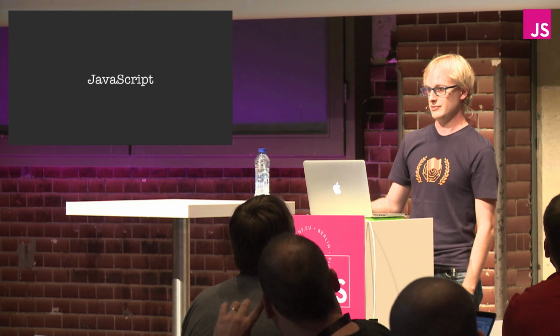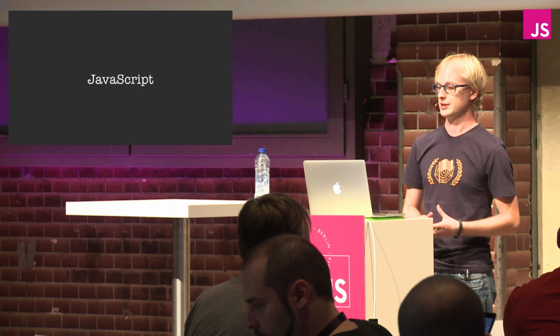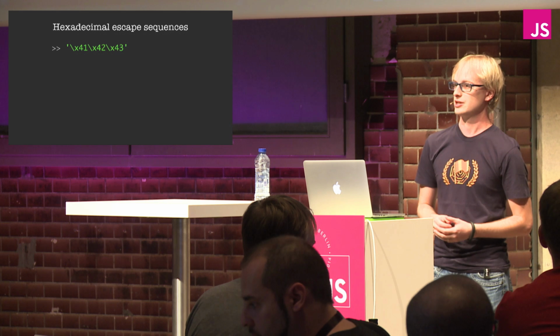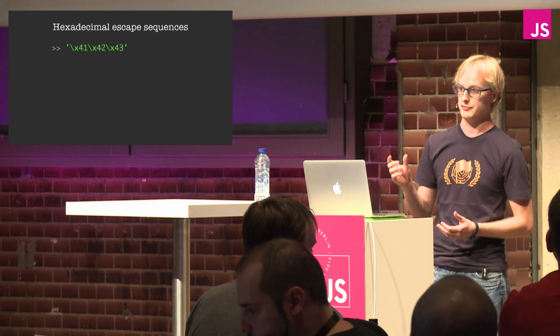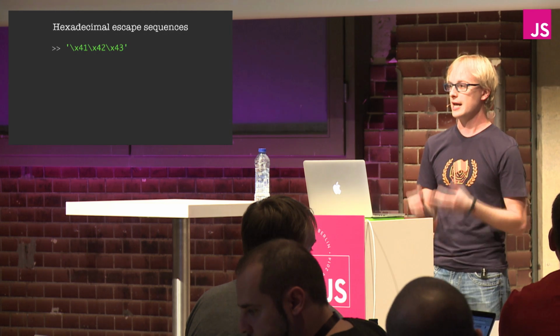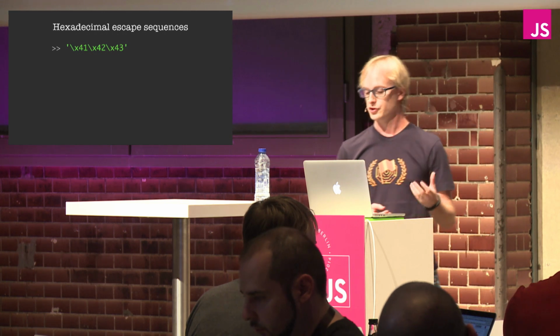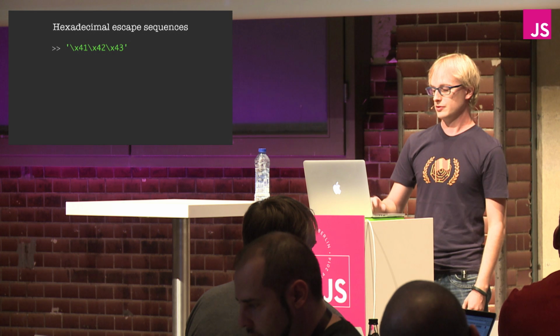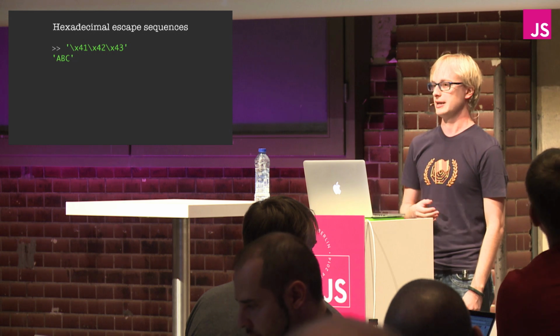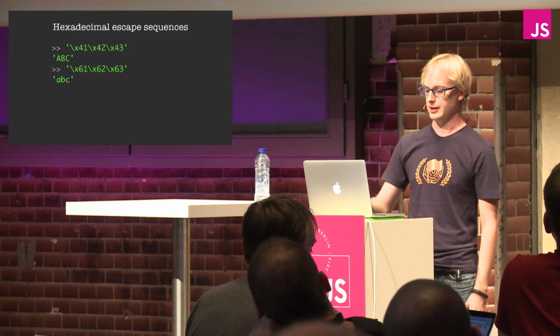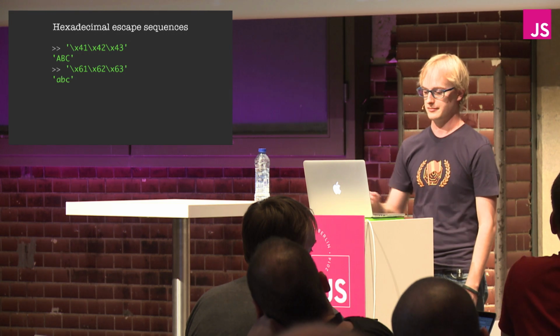OK, so now that we have a basic understanding of Unicode, let's see how it applies to JavaScript strings. You may have seen stuff like this before in string literals. It starts with a backslash followed by x, followed by 2 hexadecimal digits. And now that you know about Unicode, it's easy to see what these digits refer to. They refer to a Unicode code point. So this is, in fact, another way to represent the string ABC in all caps. And this is another way to represent the string abc in lowercase.